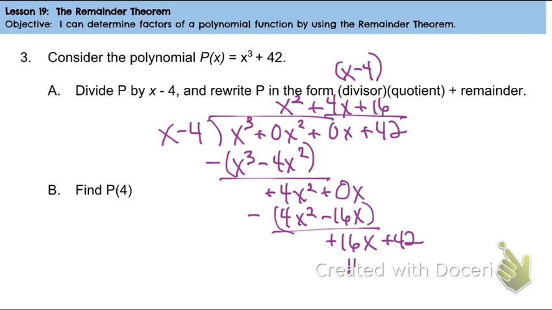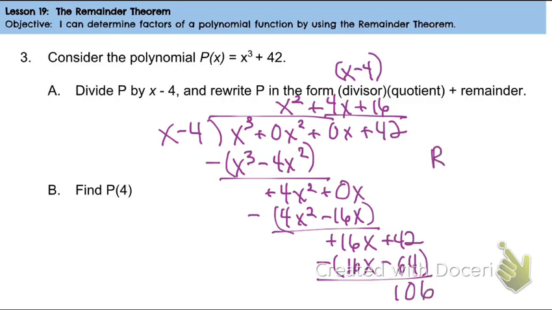So 16x minus 64. Subtract. So it's 42 plus 64 is 106. So that's my remainder of 106.